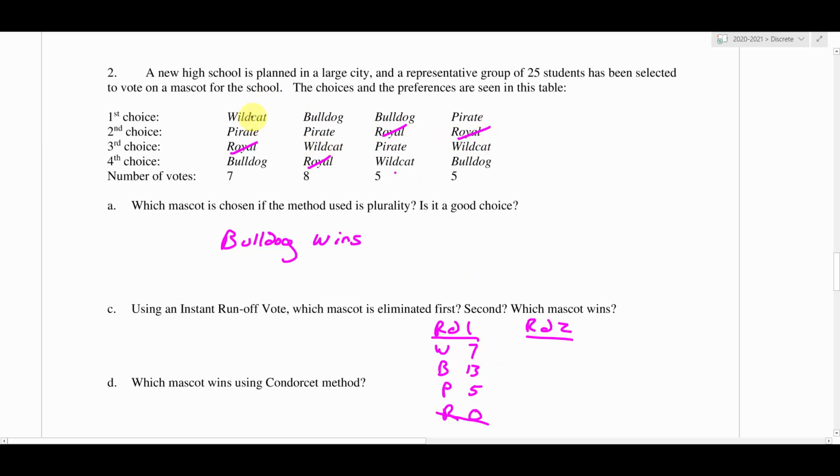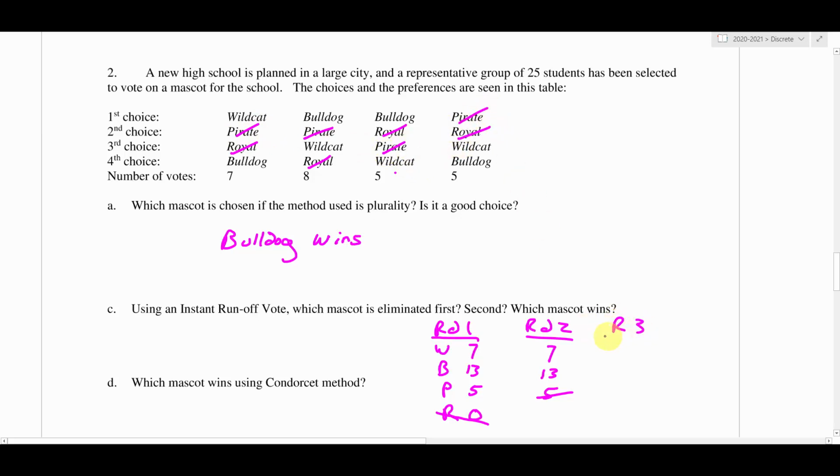So I'd say, well, Wildcat still has 7 first place votes, so I'll just write it across here, and then Bulldog's still at 13, and then Pirate is still at 5. Nothing changed because Royal had 0 votes, so none of the first place votes need to be reallocated to any of the other candidates. But now Pirate gets eliminated. Okay, so Pirate is going to get crossed off all of my preference ballots here, so they're gone.